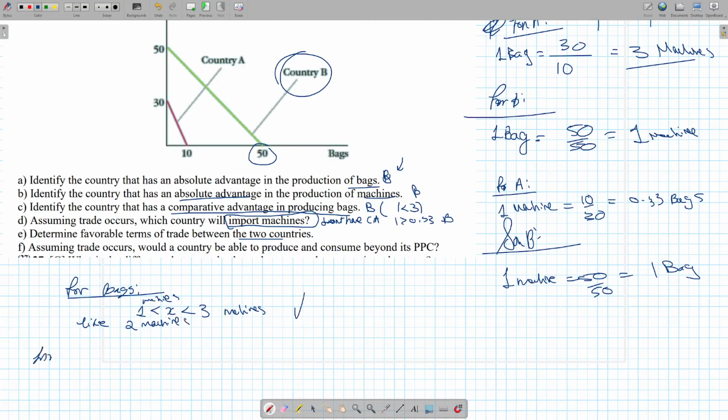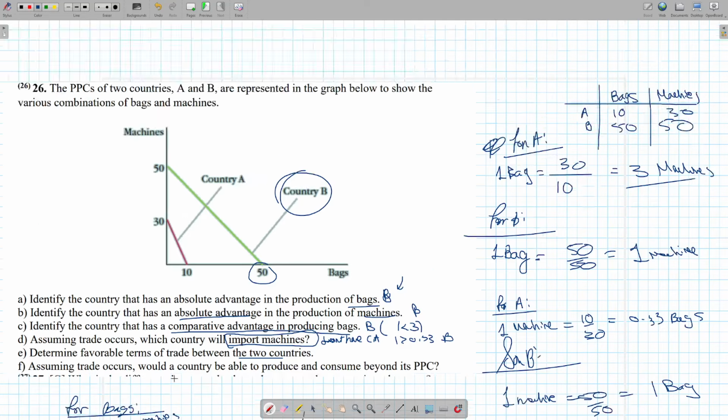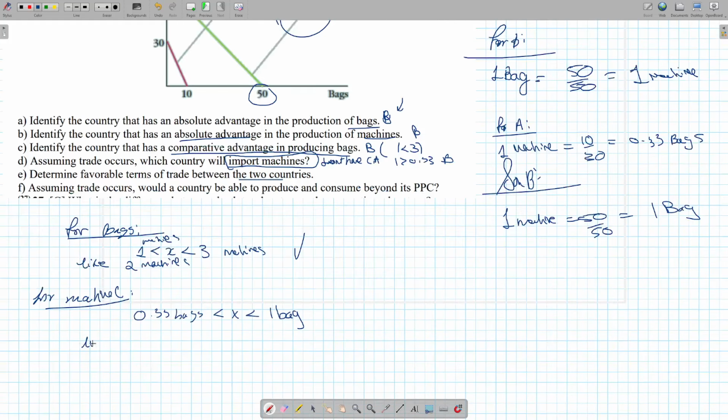How about if they said 4 machines? This is the favorable terms of trade for bags. Let's say for machines. How do we do it? Between 0.33 and 1. So between 0.33 bags and 1 bag. Then you give an example between 0.33 and 1, like 0.67 bags. This is just a number that came to my mind, no specific reason for putting it.